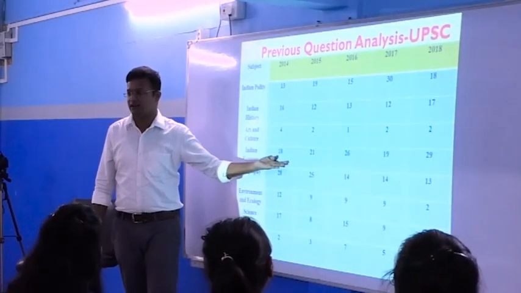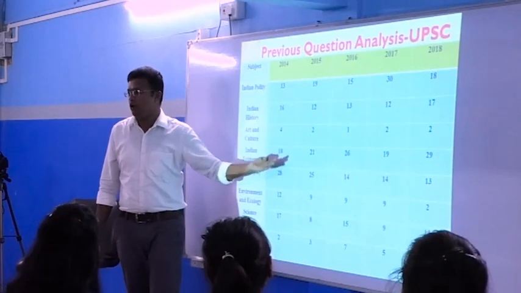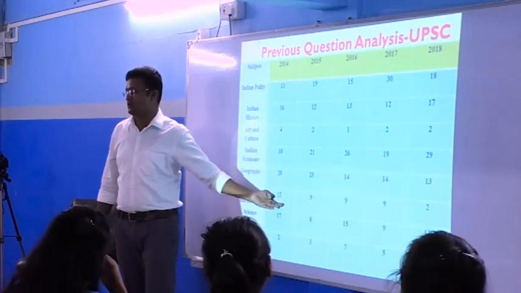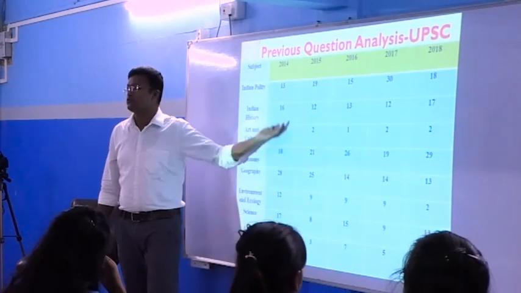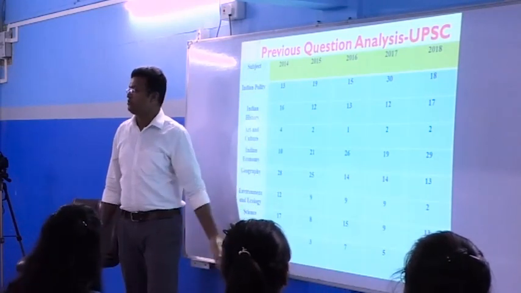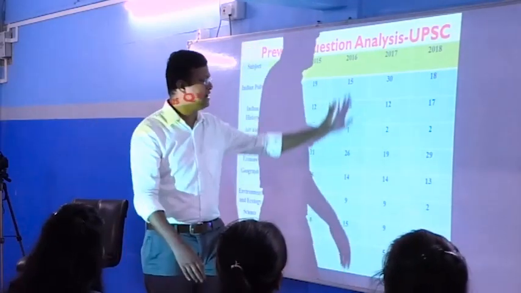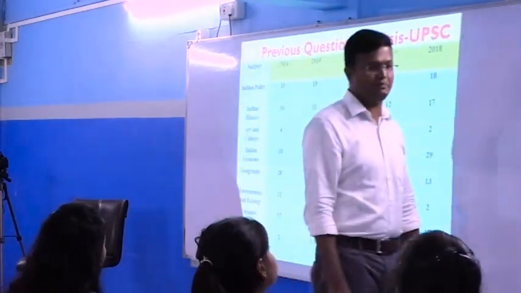Last year the general category cutoff was 105, OBC cutoff was 95. For SC, ST, it was 80-something, going up to 85. I am talking out of 200. If you are able to manage 40, 45, 50% marks, most probably you will qualify the civil services preliminary examination.